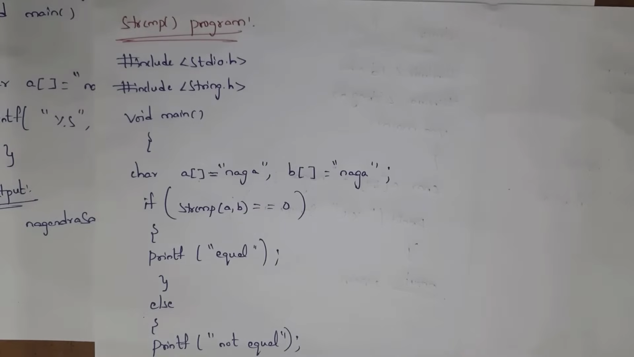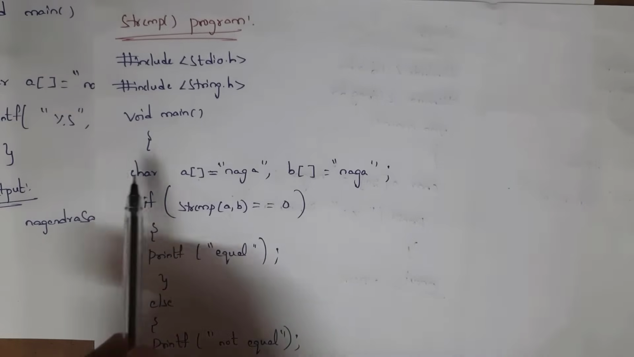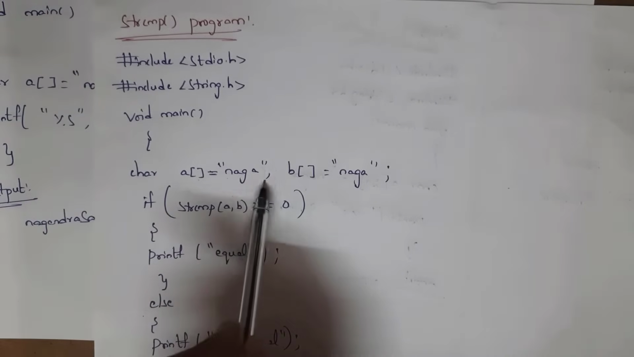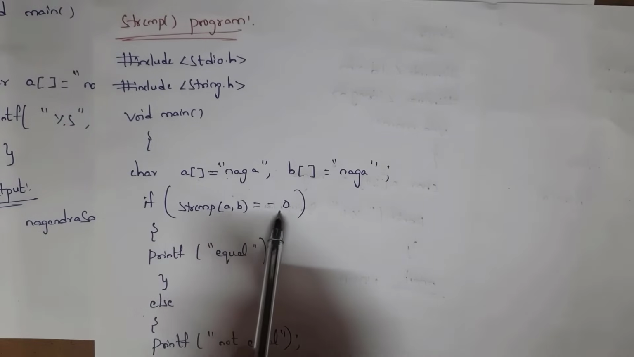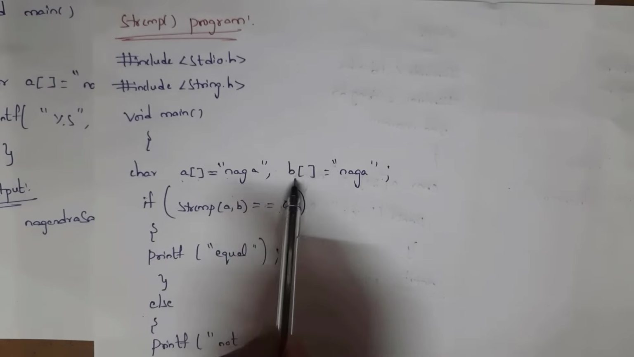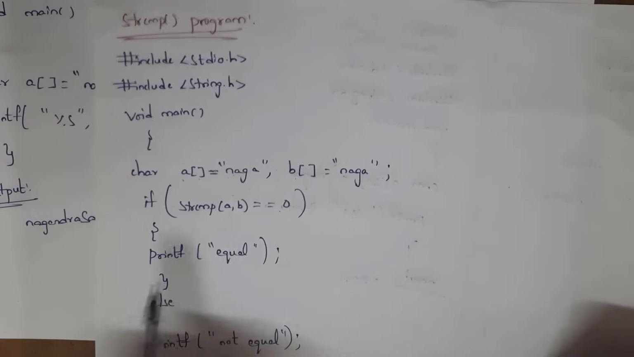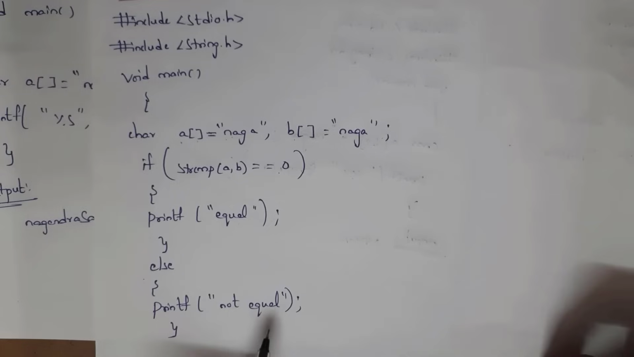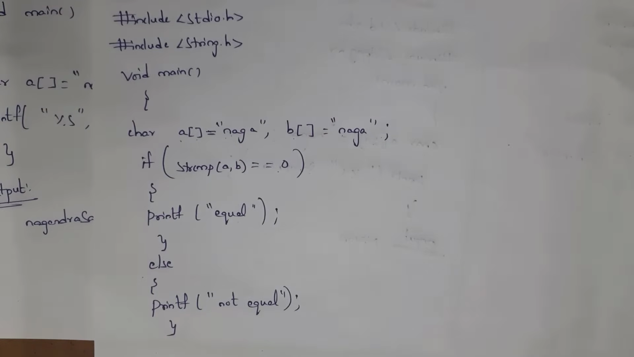Next one is strcmp function, where strcmp stands for string compare. If you want to compare two strings, then you need to use string compare function. This is example. Here I written character A equal to Naga, comma B equal to Naga. If strcmp of A comma B equal to 0, that means values which are present in variable A and variable B, if both are same, then I need to get output as equal, else printf not equal. If these both values are not equal, then I should get output as not equal.